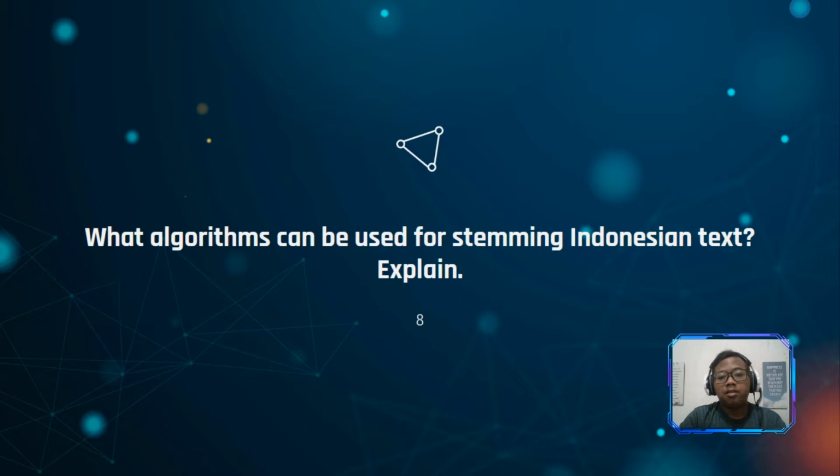But if it's not, the algorithm will remove suffixes like lah, kah, ku, mu, nya, and kan, which are called inflectional suffixes in Bahasa Indonesia.